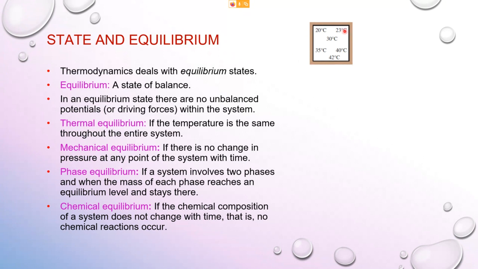Let's say we refer to this diagram here for thermal equilibrium. Within the system, it consists of different temperatures: 20, 23, 30, 35, 40, and 42. This is not thermal equilibrium. Once it achieves the same temperature throughout, so there is no difference in temperature anymore, then we say it is thermal equilibrium. So the system now is under thermal equilibrium.